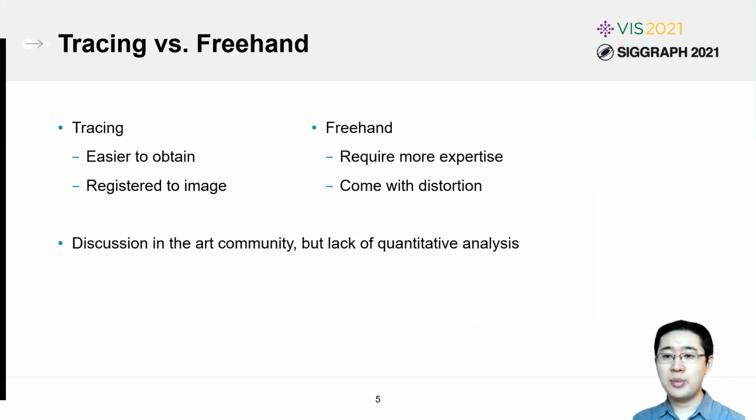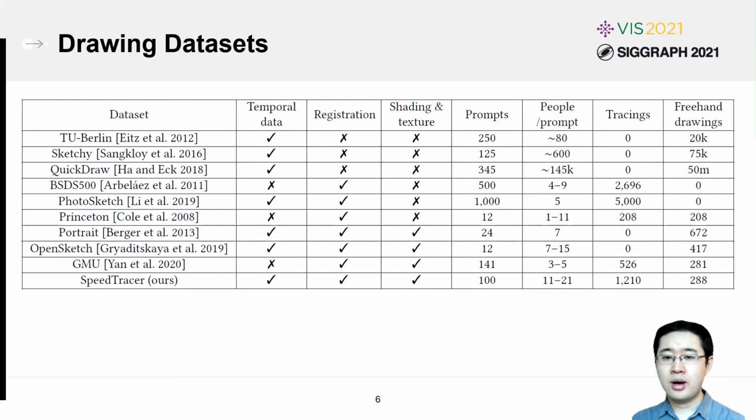We consider two common forms of drawing, tracing and freehand. Tracings are easier to obtain than freehand drawings and are registered to images by definition. The art community has long discussed the distinction between them, but there is a lack of quantitative analysis. There have been quite a few datasets that provide insight into drawing, but they are not readily applicable to the comparison between tracing and freehand drawing.